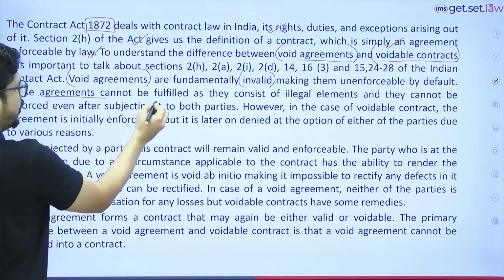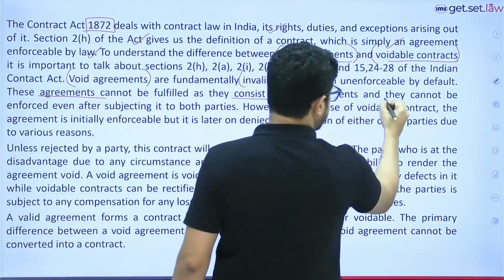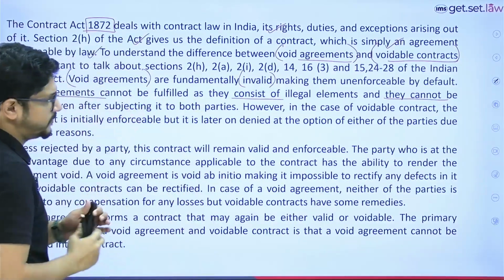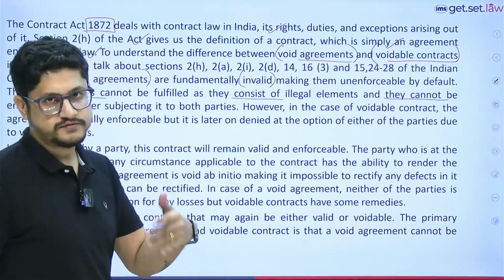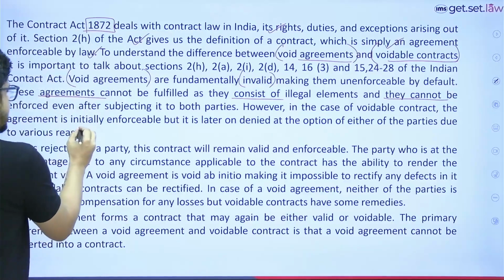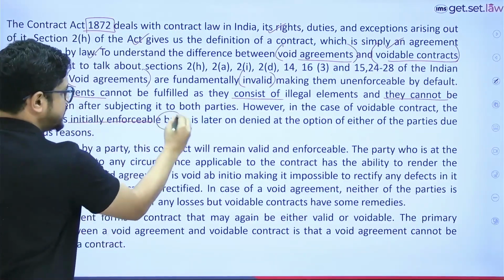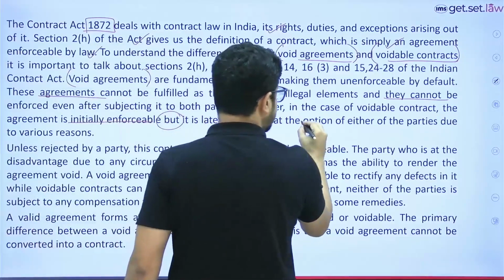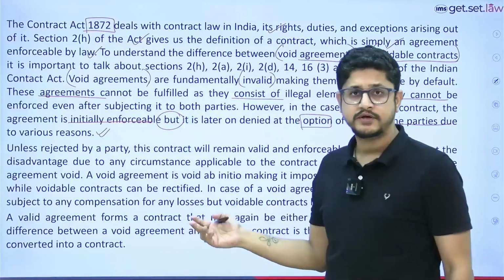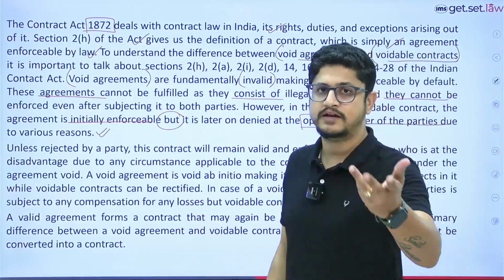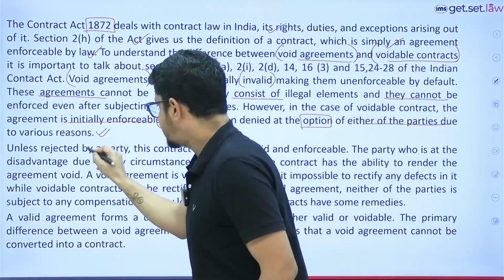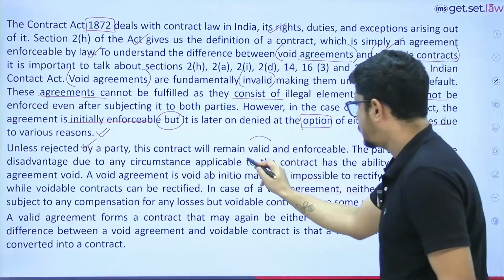These agreements cannot be fulfilled as they consist of illegal elements and cannot be enforced even after subjecting to both the parties, because it has become void, maybe not because of illegality, because of some impossibility also it can happen. However, in case of a voidable contract, the agreement is initially enforceable, but it is later denied at the option of either of the parties due to various reasons. Maybe coercion, maybe time is the essence, delivery was not done within time. Now it's on the person whether they want to accept it or reject it. Unless rejected by a party, this contract remains valid. That is a voidable one.